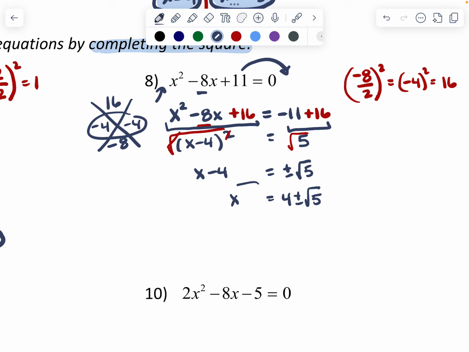And you'll be wondering, that's only one answer. No, it's two answers because of the plus or minus, right? The plus or minus gives you two answers: 4 plus square root of 5, 4 minus square root of 5. So again, degree of 2, two answers.